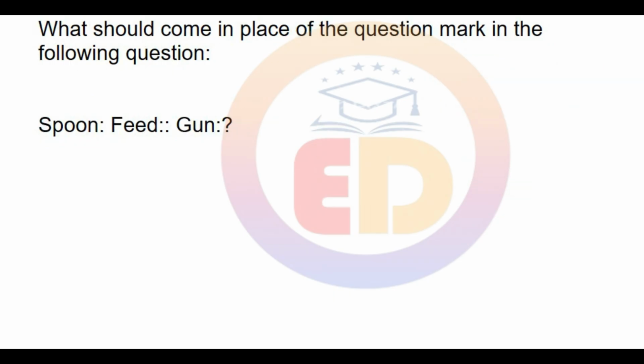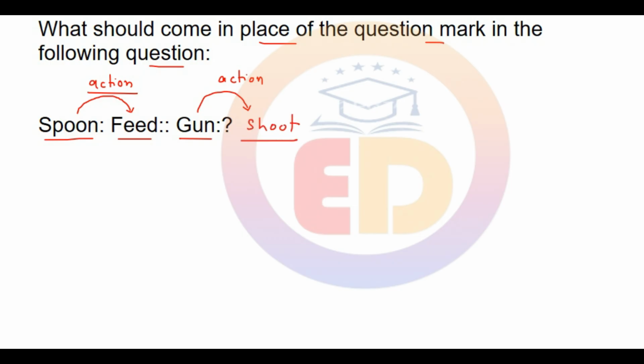What should come in place of the question mark in the following question? Spoon, feed. So guys, the use of spoon is used for feeding. So it is the function or action of spoon is to feed. Similarly, applying the same relationship on gun, the function of gun or action of gun will be to shoot. I hope now analogy is slightly getting clear.